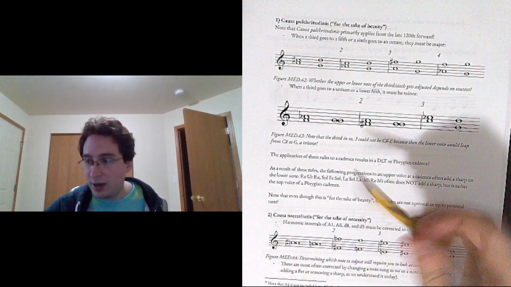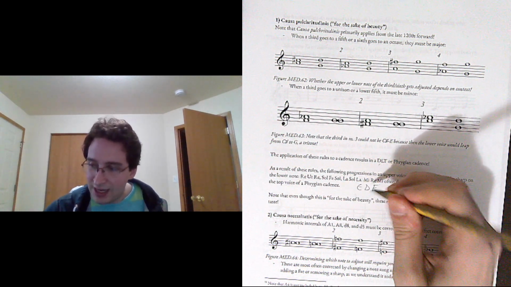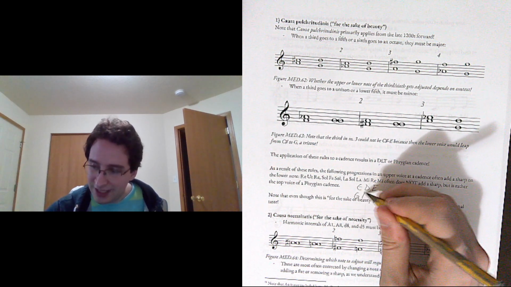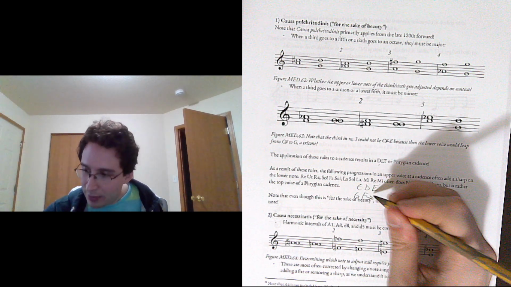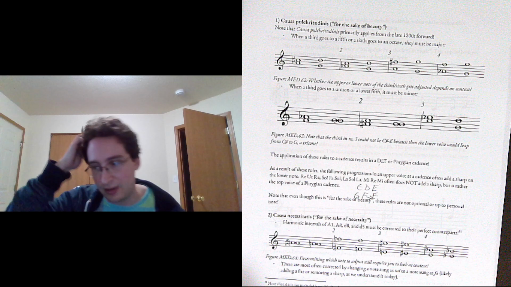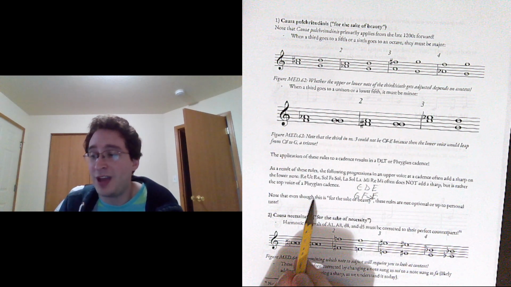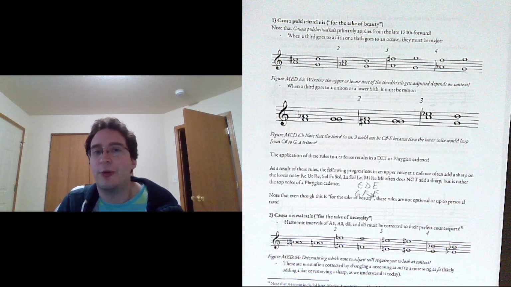So the half step, if we're in a C hexachord, that would be E, D, E up top. You could harmonize that with sixths, and then the half step would be in that lower sixth going out to an octave and getting your Phrygian cadence. So even though this is termed for the sake of beauty, it's not optional.